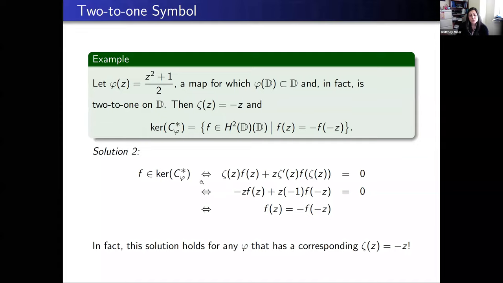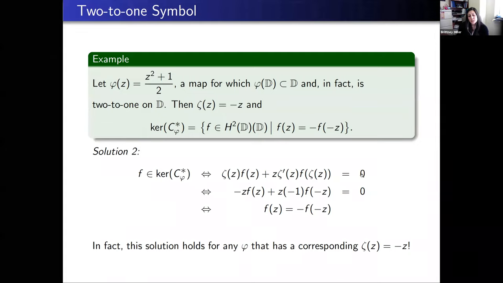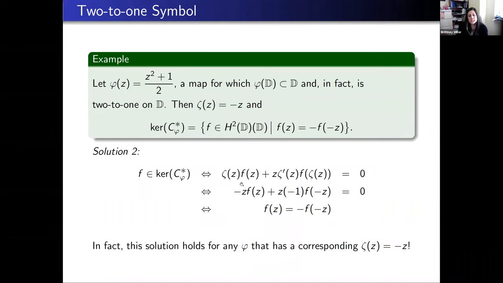And again, we can just work through the computation through this functional equation. We just plug in negative z and its derivative negative one, and we do some rearranging and see, yes, indeed, we'll always get the odd functions. And so that describes the kernel of C phi star for now a larger class of symbols for phi.